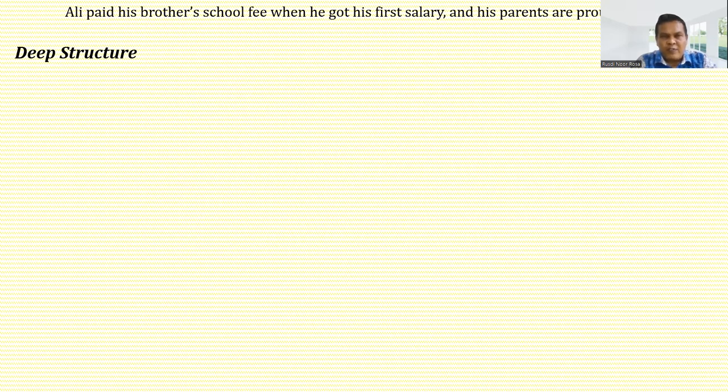When Ali got his first salary, he paid his brother's school fee, and his parents are proud of him. Okay, so this is the sentence in the form of deep structure. Now, we begin the analysis of the deep structure. And you know, when we're talking about deep structure and using tree diagrams, it means that we are also talking about transformational rules. Okay, now this is the analysis.